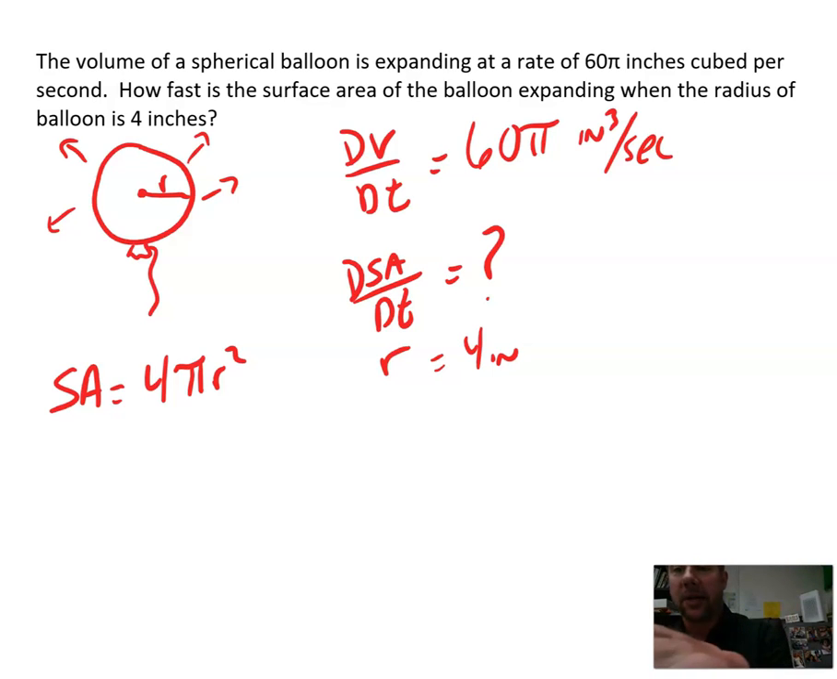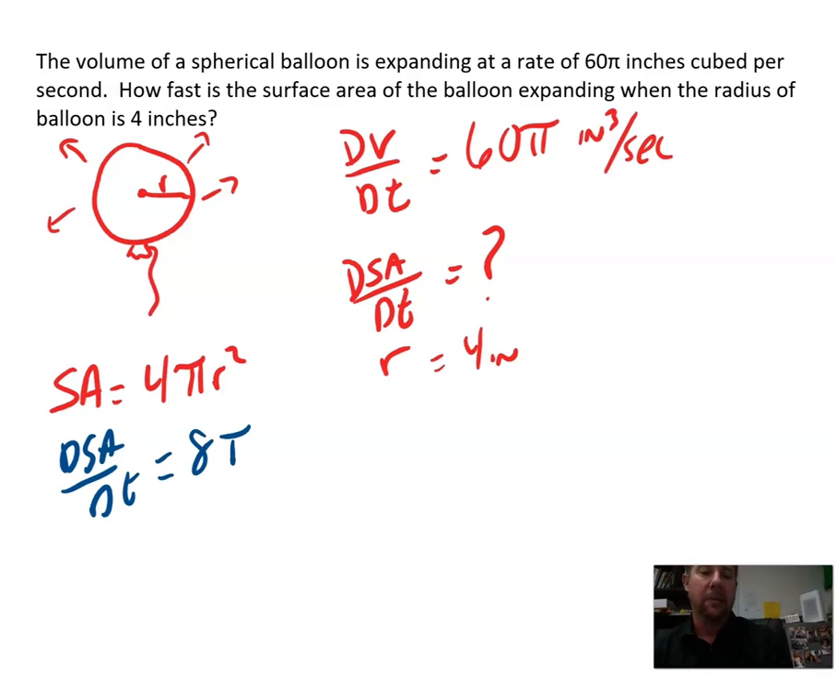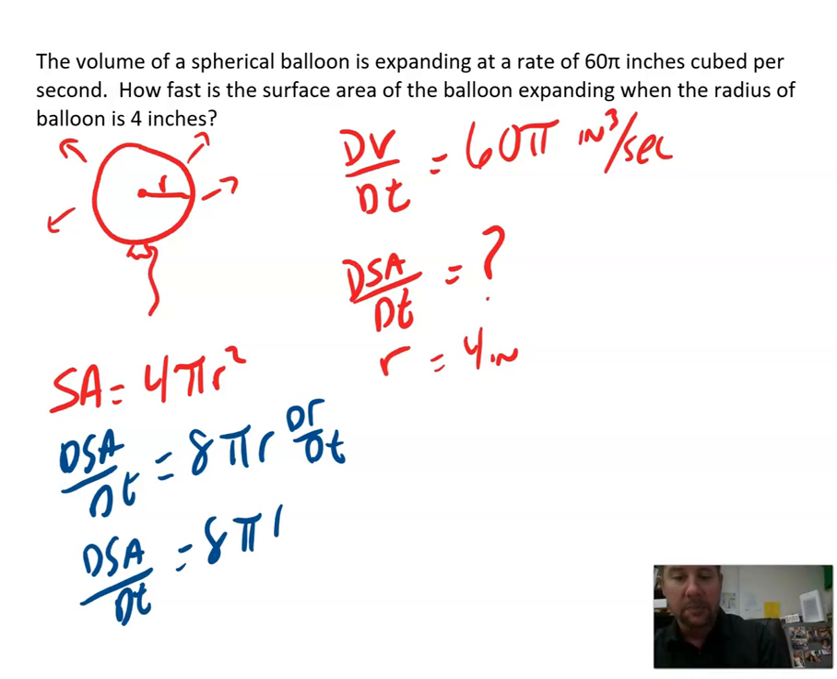And so then if I'm looking for dSA/dt, I take the derivative of this, right? dSA/dt is equal to 8 pi r dr/dt. Okay, always chain ruling. So if we plug in, I'm looking for dSA/dt. That's 8 times pi. I know the radius is 4. The only thing we don't know is dr/dt, right? Okay, so I got to find dr/dt somehow. How am I going to do that?